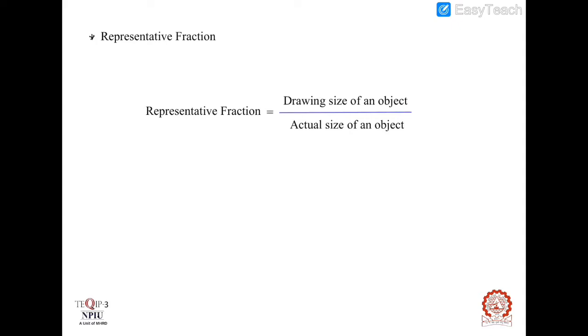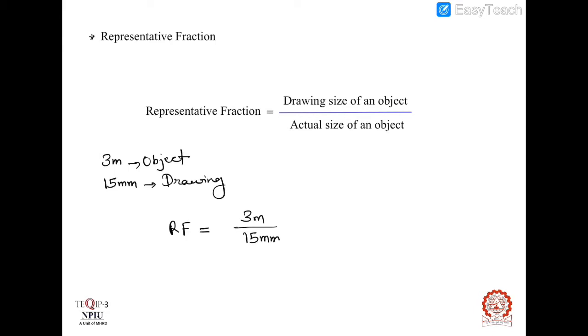For example, if an actual length of 3 meters of an object is represented by a line of 15 mm length, 3 meters of the object is represented by 15 mm on the drawing sheet. Then in that case, what will be the value of the representative fraction? RF is equal to 3 meter divided by 15 meter.